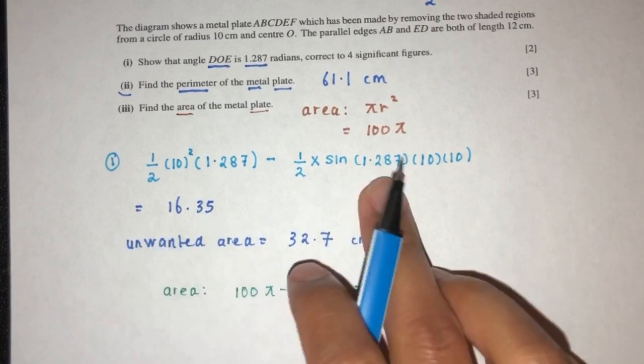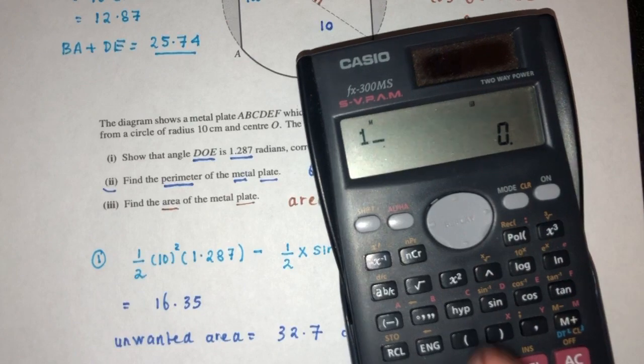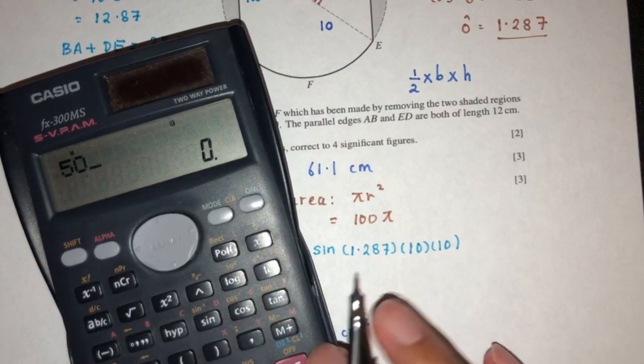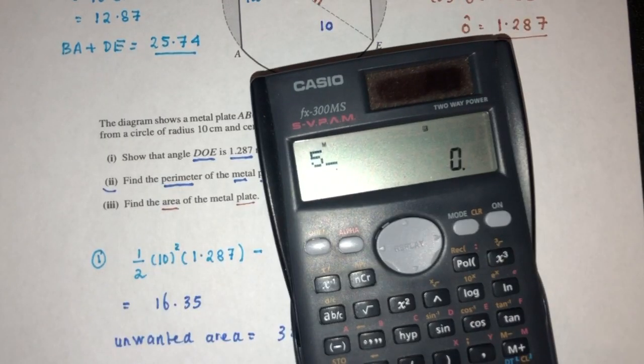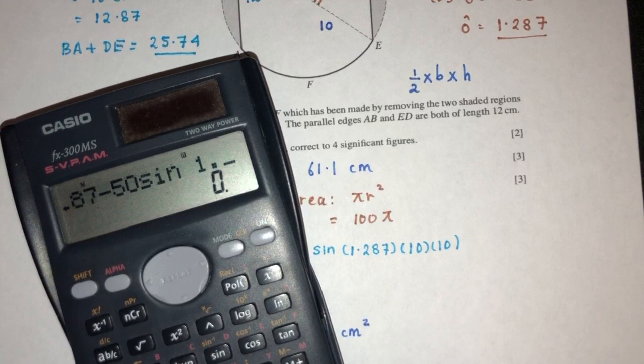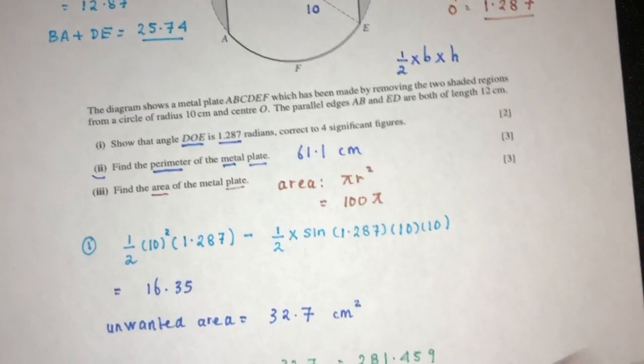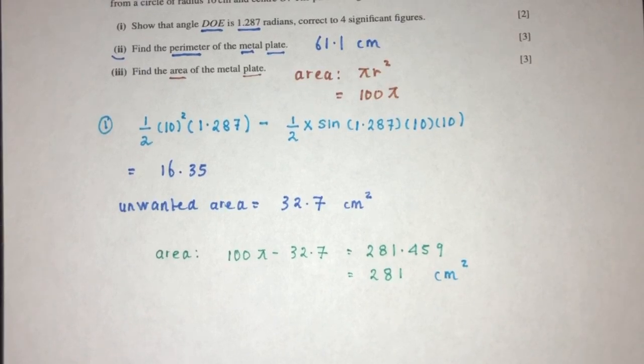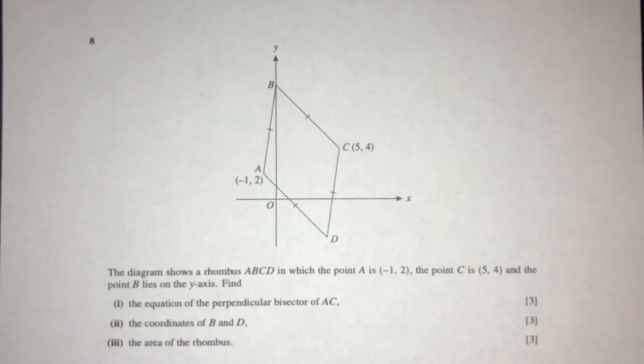Now again, let me double check this value over here so I don't make any mistakes. That should be 50. Sorry. So half 50 times 1.287 minus 50 sine of 1.287. Yep, seems to be correct. So that will be your area, correct to 3SF for part 3 of the question. Let's move on to the next question.